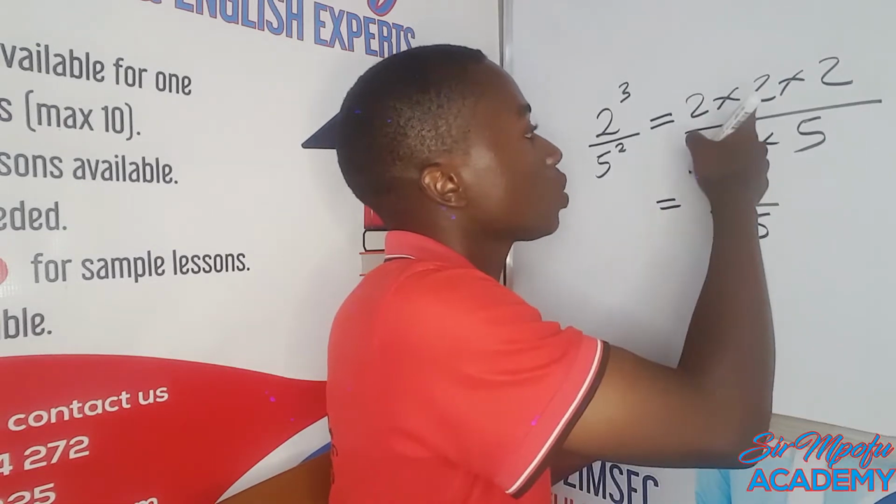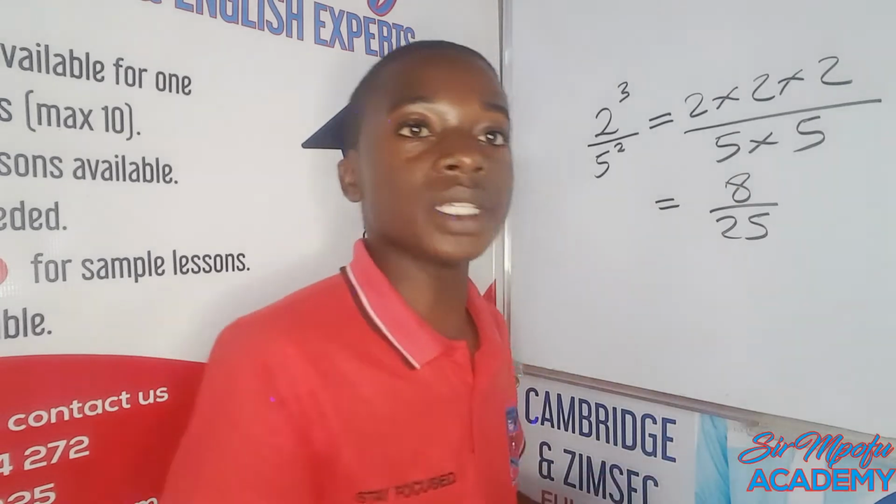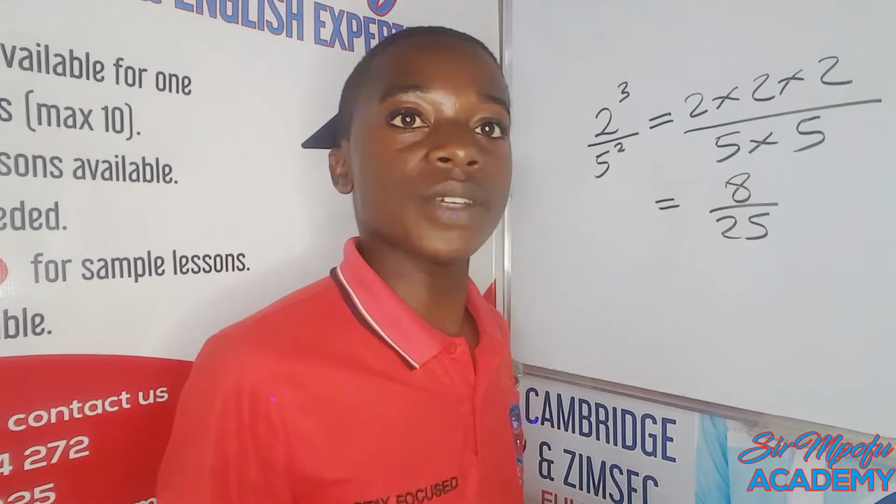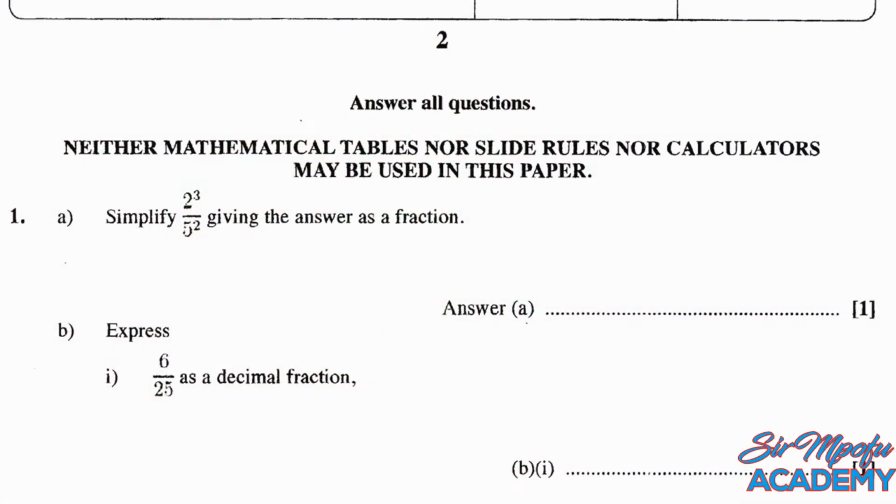25. Because 2 times 2, 4 times 2, that's 8. 5 times 5, that's 25. Remember, we're told to leave our answer as a fraction. So we're going to leave it as a fraction. Let's solve the next question.